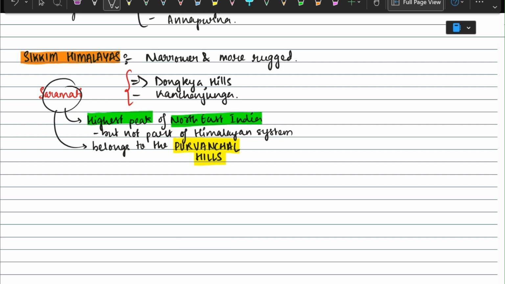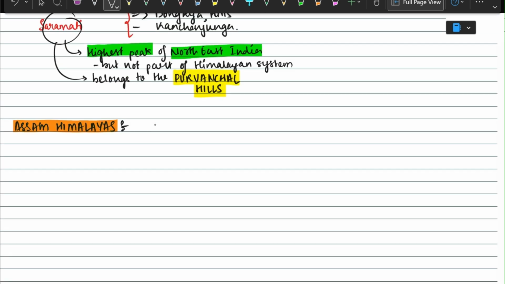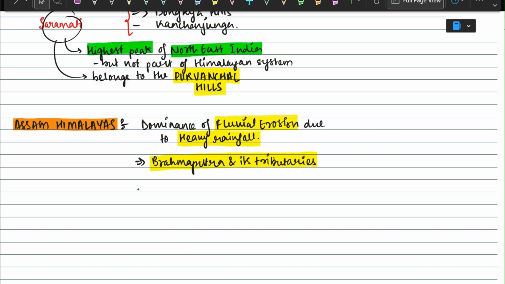Moving further, let's talk about the Assam Himalayas. These Himalayas show dominance of fluvial erosion due to heavy rainfall. And these are fed by rivers like the Brahmaputra, and its tributaries, including Dihang, Dibang, and Lohit, which shape the valleys. The other notable features include the Dihang Gorge, the Duars or the floodplains at the base, and the Diphu Pass, which is the tri-junction between India, China, and Myanmar.